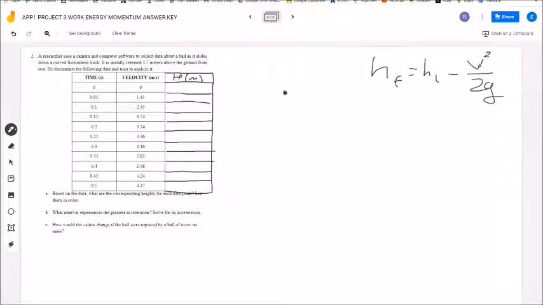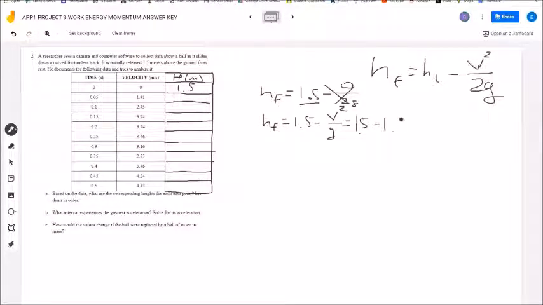Okay, so let's start with the first one. We know our HI is 1.5 meters. So HF should be 1.5 meters minus V squared, which is just 0, over 2G. 2G doesn't matter, it's just 0. So this just becomes 1.5. Now, the second value. HF equals the initial height, which is 1.5, minus 1.41 squared, which is approximately 1.9881, over 2g, which we can just use 10 for, so 20. And this should come out to approximately 1.4. Let's do one more just to make sure.